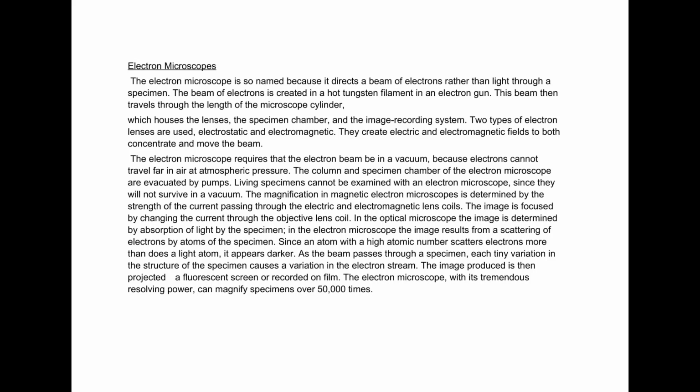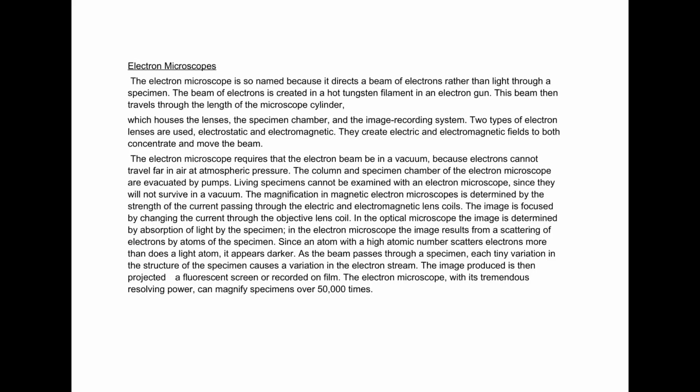specimen. The beam of electrons is created in a hot tungsten filament in an electron gun. This beam then travels through the length of the microscope cylinder, which houses the lenses, the specimen chamber, and the image recording system. Two types of electron lenses are used: electrostatic and electromagnetic. They create electric and electromagnetic fields to both concentrate and move the beam.